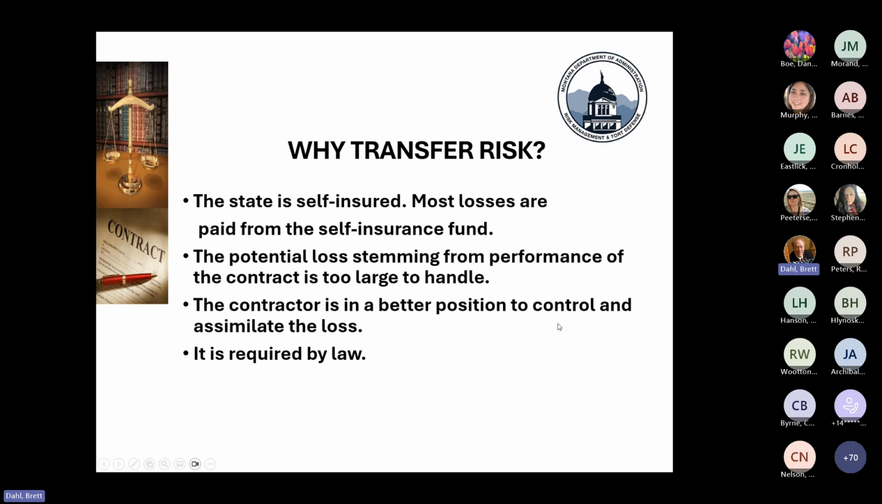They're often in a better position to control and assimilate the loss. And it's required by law. We cannot insure independent contractors through our fund. Any litigation that they get involved in or losses that they're sued for, they and their insurance carriers have to pay. However, if we don't have appropriate contractual provisions in our contracts in place, that liability can be imputed to the state self-insurance fund.